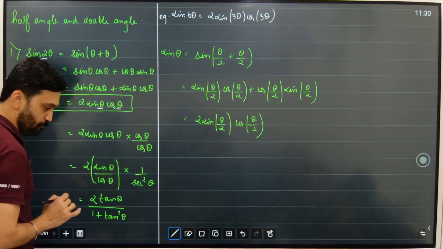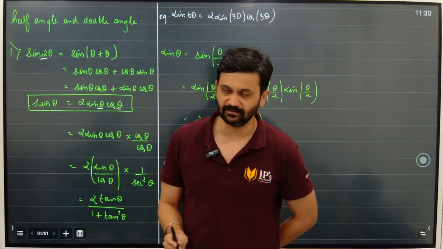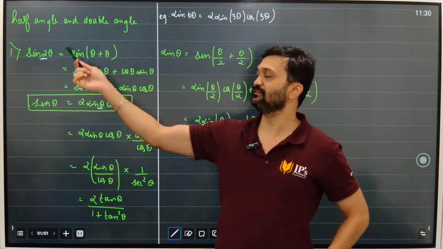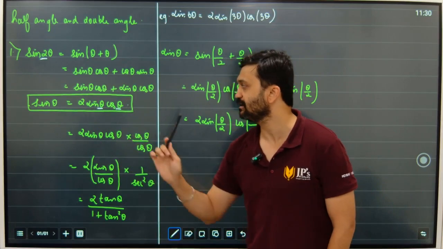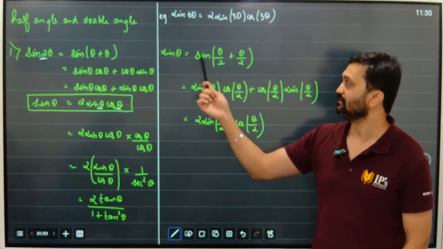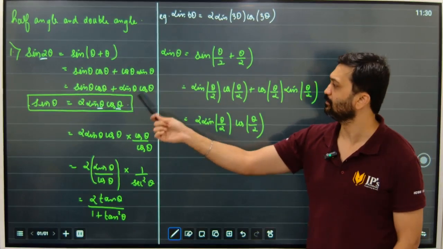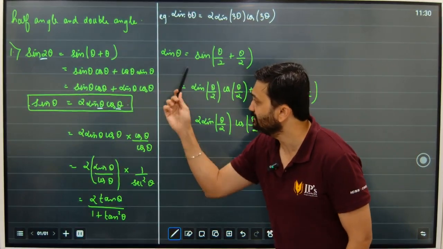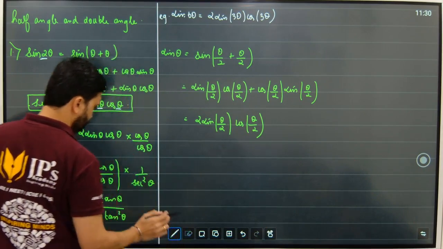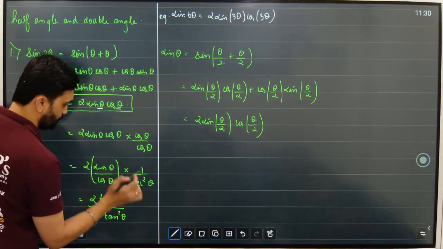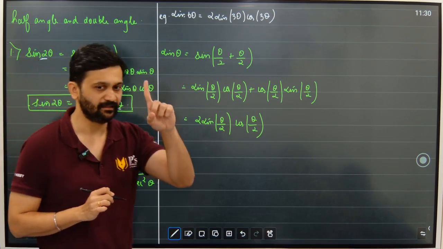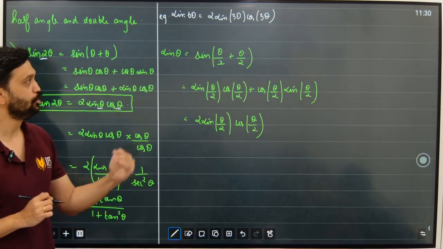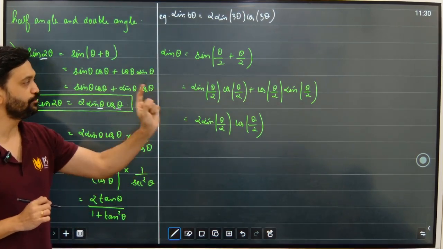So two sets of formulas that you need to understand. If I am ever asked what is the formula for sin 2 theta, the answer for sin 2 theta is 2 sin theta cos theta. And next, what is the formula for sin theta? Look, this is sin 2 theta. If my angle is theta, then its half will become 2 sin theta by 2 cos theta by 2.